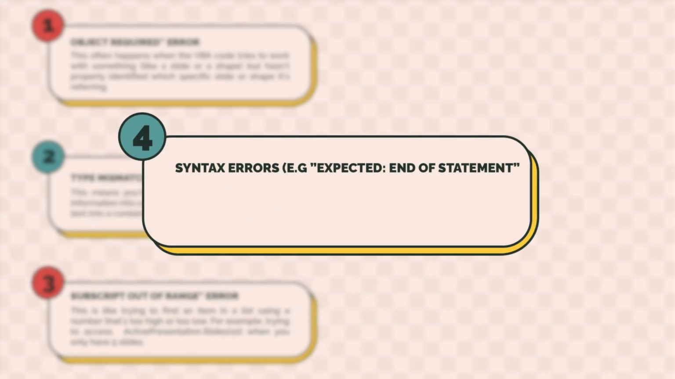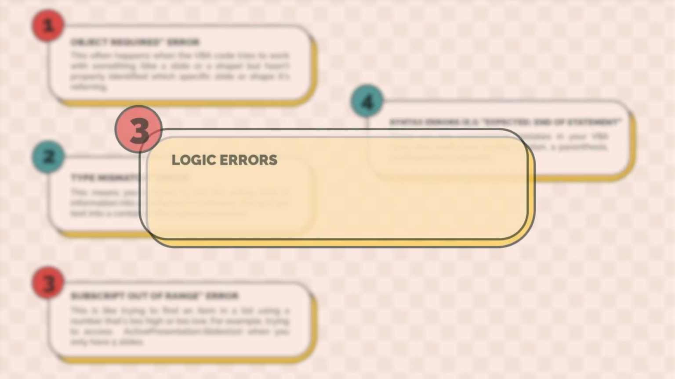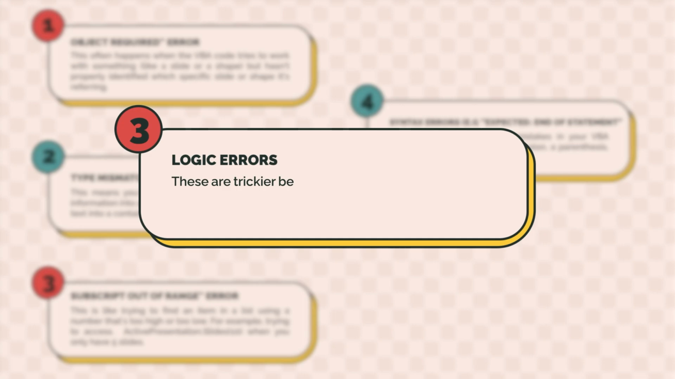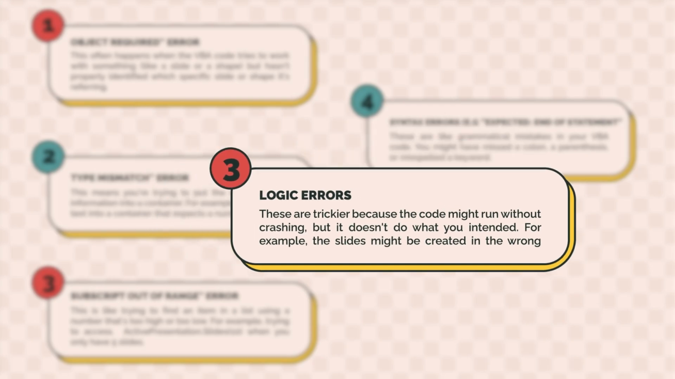Syntax errors, for example, expected end of statement. These are like grammatical mistakes in your VBA code. You might have missed a colon, a parenthesis, or misspelled a keyword. Logic errors, these are trickier, because the code might run without crashing, but it doesn't do what you intended. For example, the slides might be created in the wrong order.